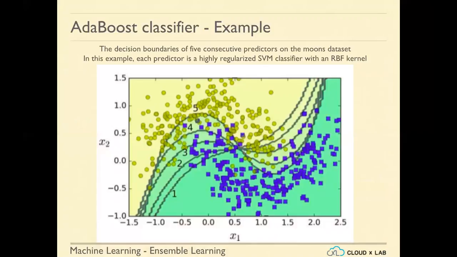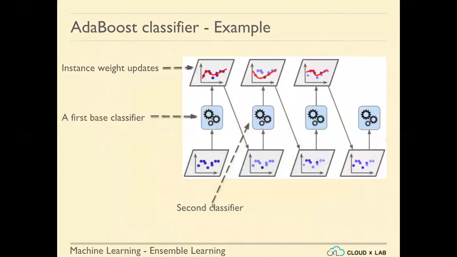Now, the decision boundaries of 5 consecutive predictors on the moons dataset. In this example, each predictor is a highly regularized SVM classifier with an RBF kernel. So let me go back.